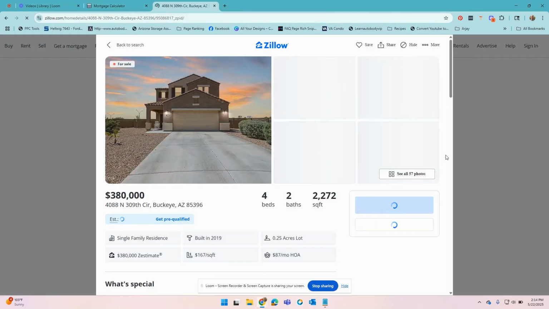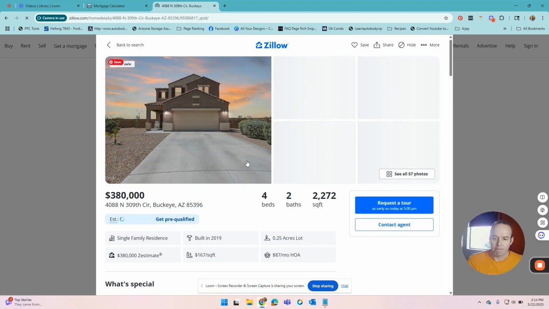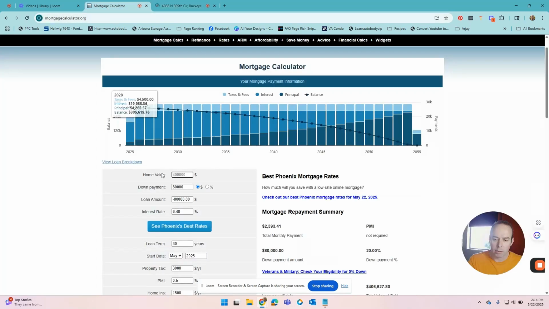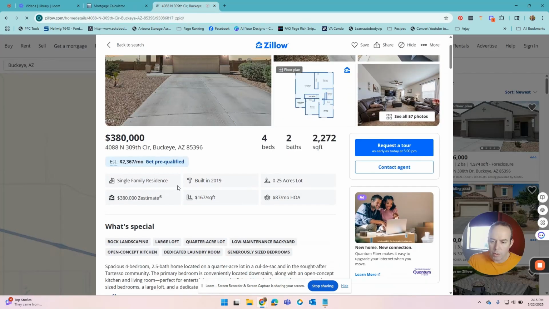So this house is in Buckeye. We'll use this for example. It's a good one. $380,000 is the purchase price. So we'll come back over here to my calculator and drop that in, 380,000. And Zillow likes to do, let's see where they show the payment, right here. So they're showing a $2,367 potential payment. Let's see how realistic that is.